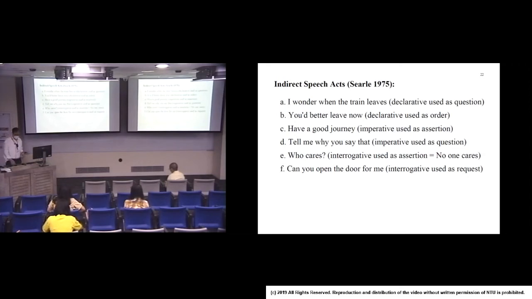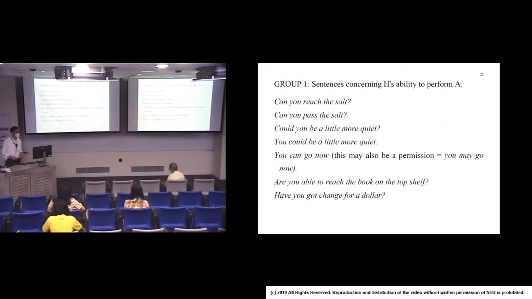have certain regularities to them. So he found that there's quite a number of groups of these. One group is where the sentences concern the hearer's ability to perform the action. So "Can you reach the salt?" "Can you pass the salt?" "Could you be a little more quiet?" Or "You could be a little more quiet" as a statement instead of a question.